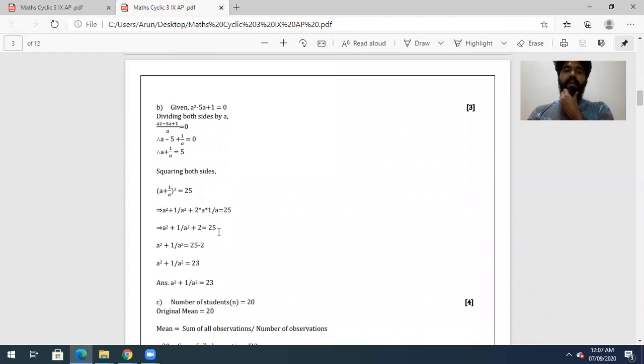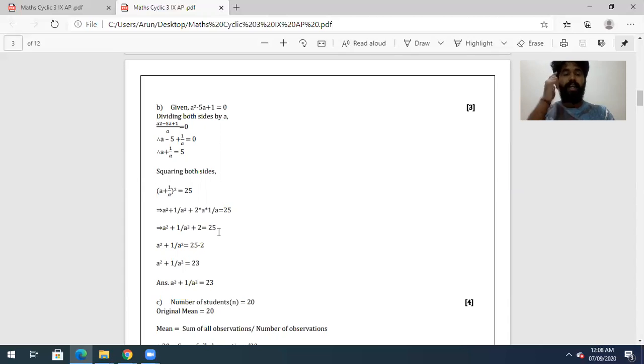We are given a square minus 5a plus 1 is equal to 0, and we have to find the value of a square plus 1 upon a square. Now, since we require a in the denominator, I will divide both the sides by a. So I have a square minus 5a plus 1, the whole upon a, is equal to 0. So a square upon a gives us a, minus 5a upon a is minus 5, plus 1 upon a is equal to 0. So we have a plus 1 upon a is equal to 5.